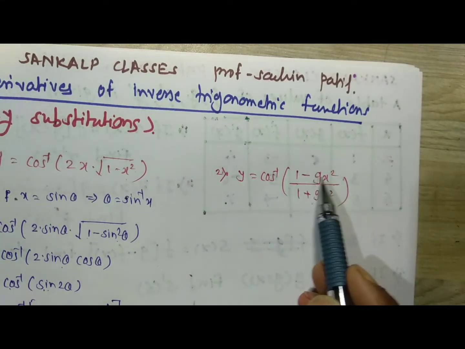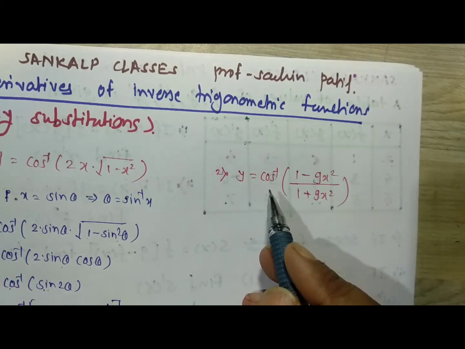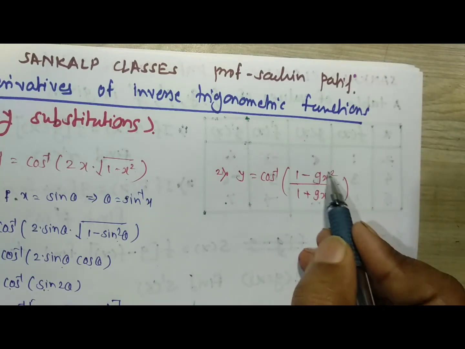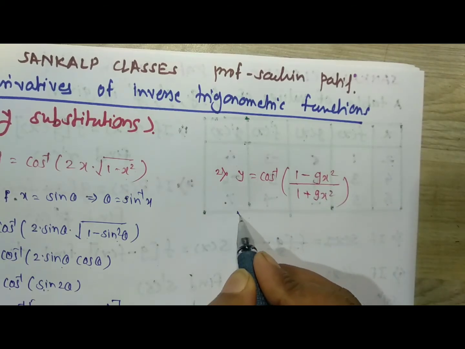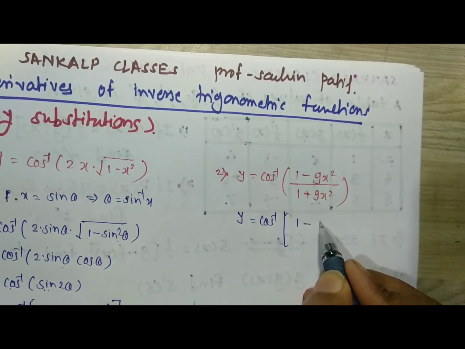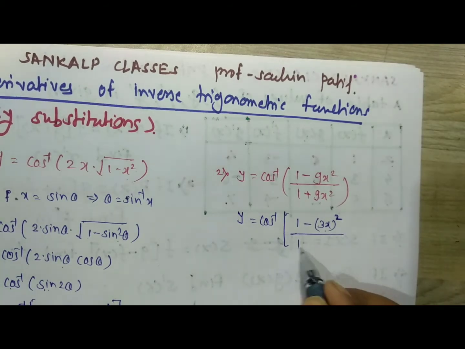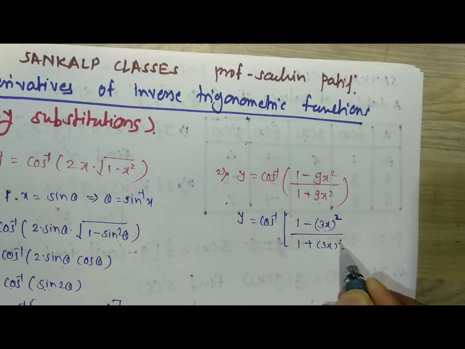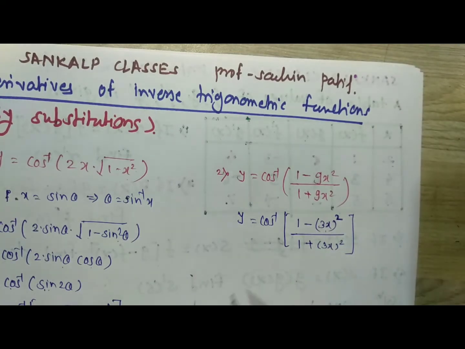Right now we are going with this expression. This expression is very similar with 1 minus tan square theta and 1 plus tan square theta, and therefore we have to use the substitution here. First of all, we have to create this term as a complete square, and for this purpose, y is equal to cos inverse inside the bracket 1 minus 3x bracket square. 3x bracket square is 3 square is 9 and x square. Similarly 1 plus 3x bracket square.